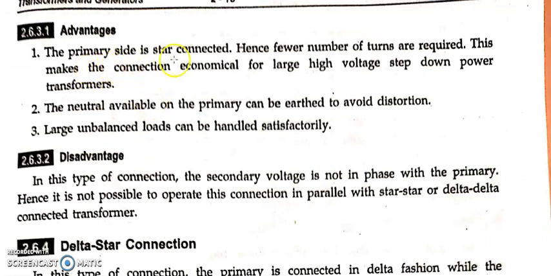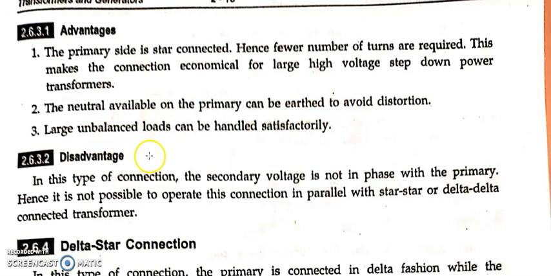Coming to the advantages, the primary is star connected, hence fewer turns are required, as it can be used for low voltage applications. So it makes it economically good, and it can also be used for large high voltage step down power transformers. Okay, so neutral is available. Primary can be either earthed or not, to avoid the distortion.